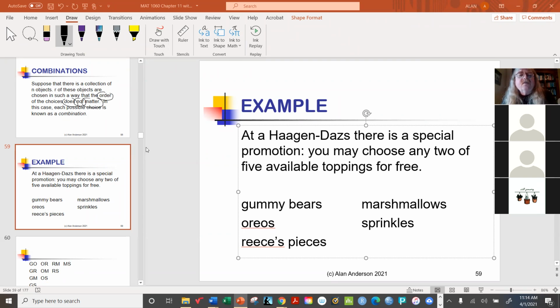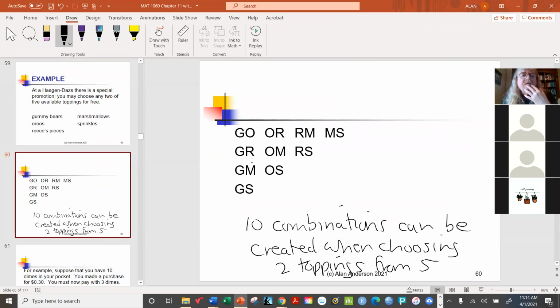So each choice that you make is now going to be considered to be a combination rather than a permutation. And if you look at the list of possibilities, you'll see what I mean. This is all of them, and of course, I've abbreviated them all with a letter. So this is gummy bears and Oreos. And what you'll notice that's missing from this list is OG. I don't need to list it separately because they mean the same thing.